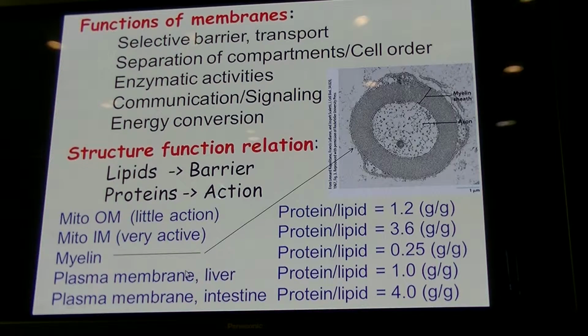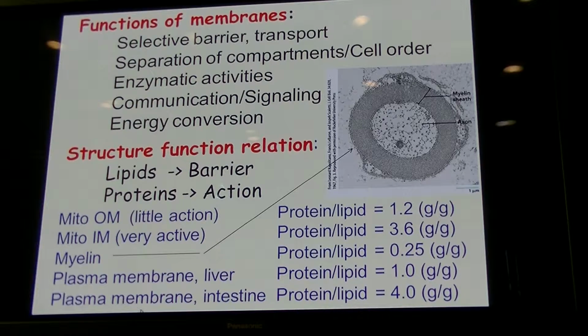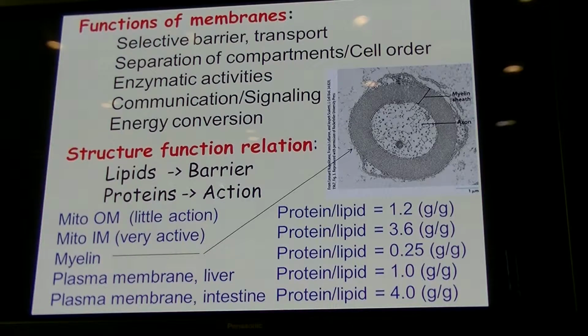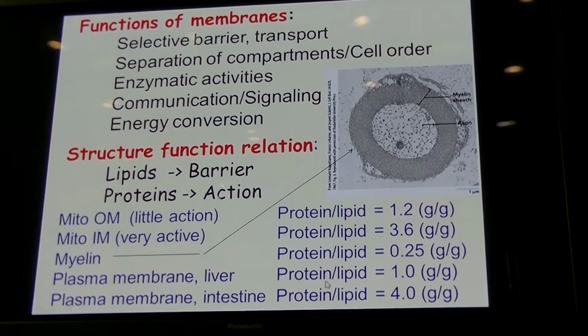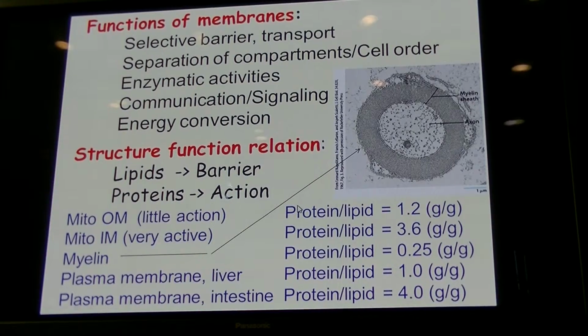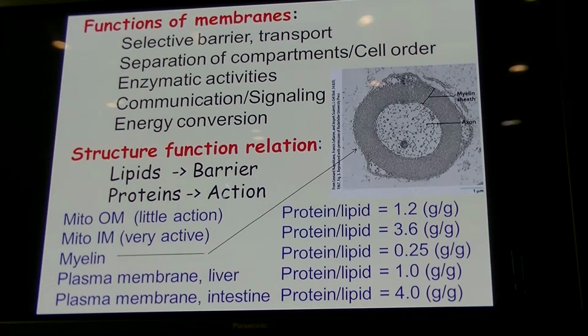So all in all, if we go to the plasma membrane of a cell that is not so super active in transport, like the liver, we see roughly a protein-lipid ratio of 1 to 1. But if we take the plasma membrane of a cell in the small intestine, which is involved in very actively taking up substances from the digestive tract, we see a very high protein to lipid ratio. So what we see very clearly is that the protein to lipid ratio gives us a strong indication of how active the membrane system is.